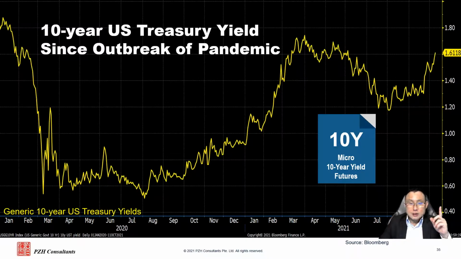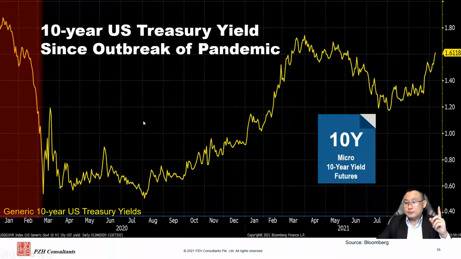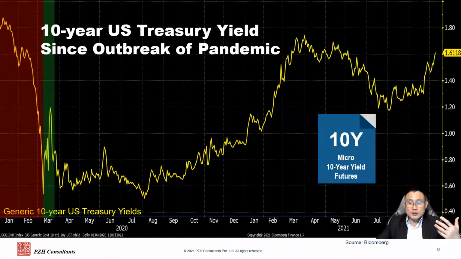Okay, so since the outbreak, yields collapsed. We know that yields collapsed. Why? Because of flight to quality, right, and expectation that the Fed is going to cut interest rates. But if you notice, after that there was a big spike in interest rates. That's counterintuitive, because at this point in time, this March, the crisis was running red hot. The global financial markets were staring at the abyss. Why did interest rates spike rather than continue to go south?